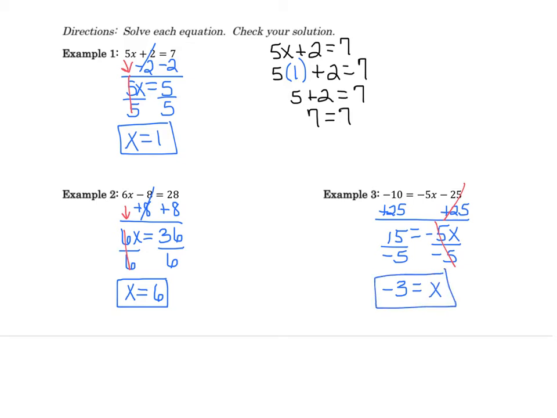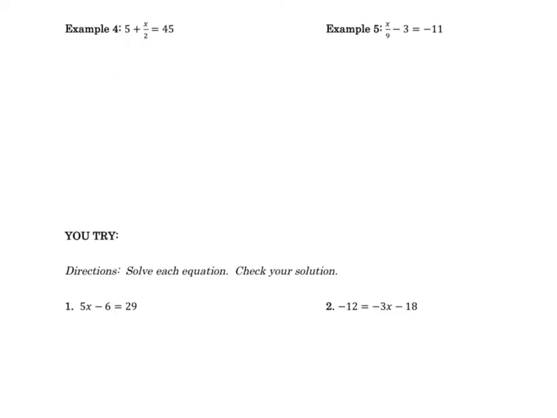Remember, you can always check your work. Let's do 2 more examples together. So let's look at example 4. It says 5 plus x divided by 2 equals 45. And step 1 with two-step equations is you always want to undo addition or subtraction, because you want to get your constants together, your like terms together. And in this problem, 5 and 45 are constants. And remember, your goal is to always get your variable by itself.